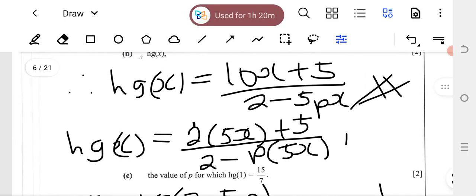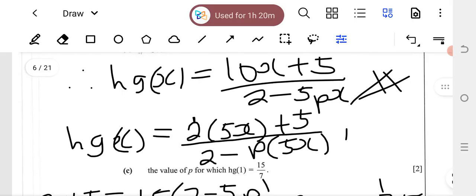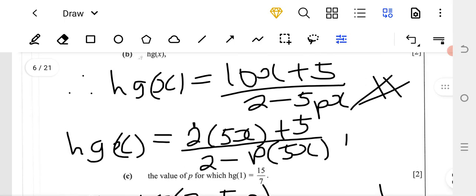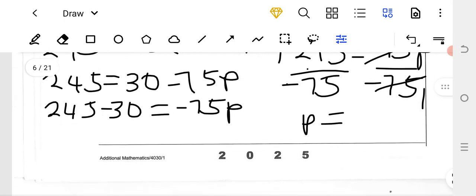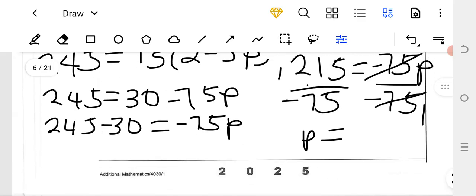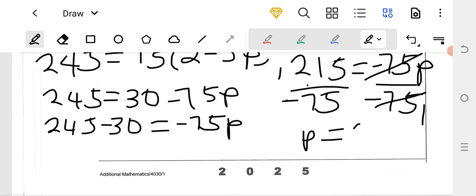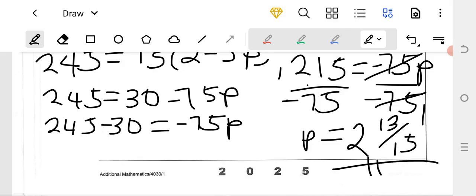Your p is going to be equal to 2 remainder 13 over 15. That's your final answer.